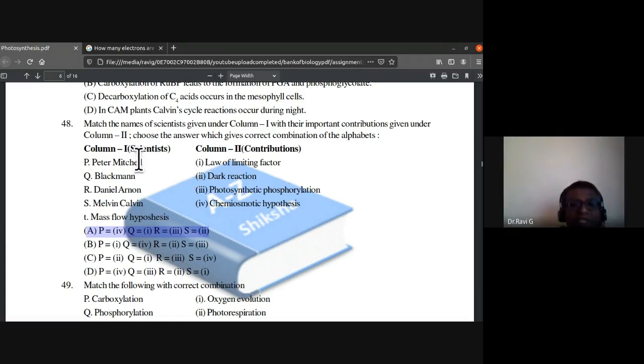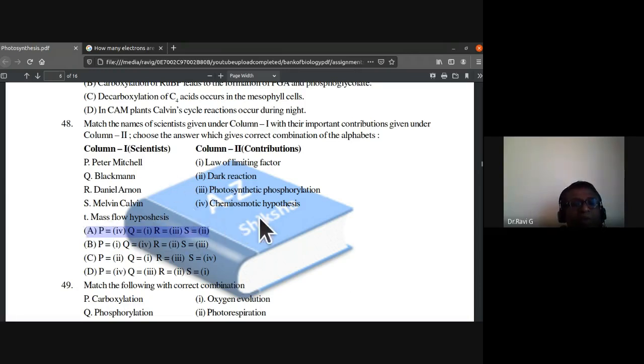So Peter Mitchell. So the fourth one, chemiosmotic hypothesis. Daniel Arnon. So the Q is 1, R is 3. Photosynthetic phosphorylation is by Arnon. Mass flow hypothesis is put forth by Ernst Munch. So PQRS, A is the correct answer.